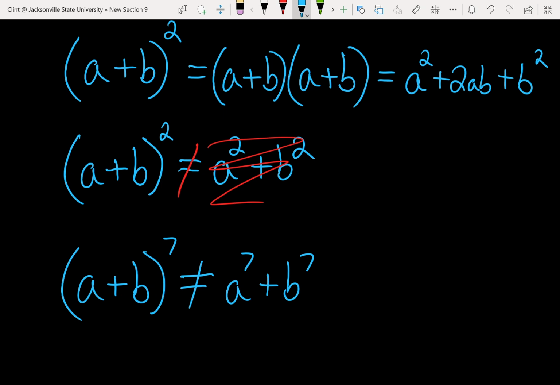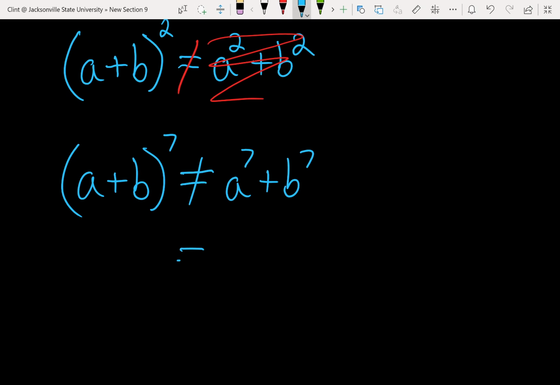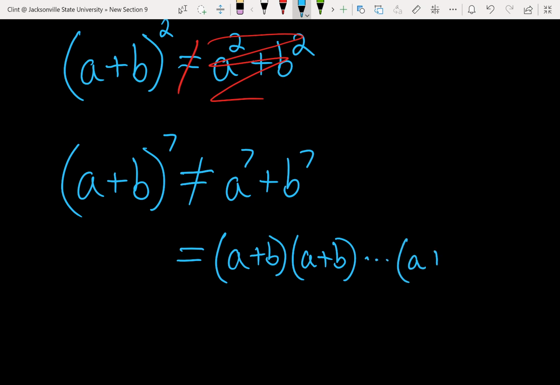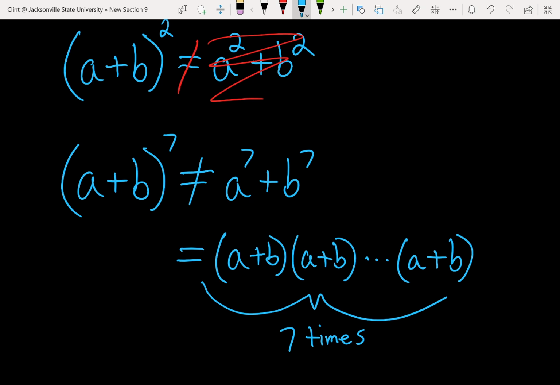What we would have to do with that, if we actually needed to multiply that out, there's a pattern you can use, a short way. But if we were going to go through the motions and multiply the thing out, we would have to do what? That means a plus b, plus b, plus b. We would have to have 7 of those.